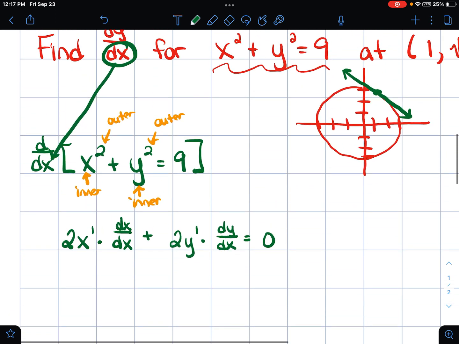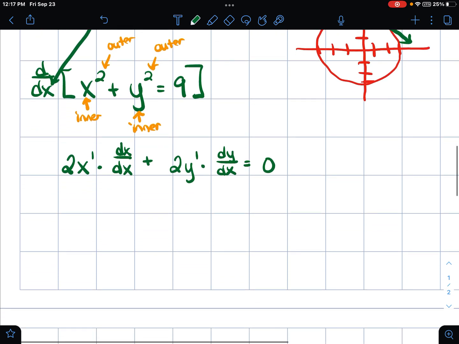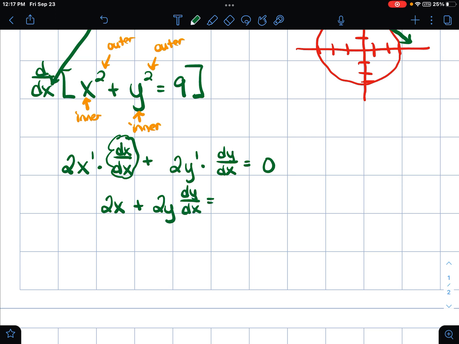So remember, the goal was to find dy dx, so this means we're finding the slope. I know that dx and dx both change at the same rate. That's 1, so this is 2x. And you're probably saying, really, do we have to do that every time? And I'll show you in a minute why that is true.